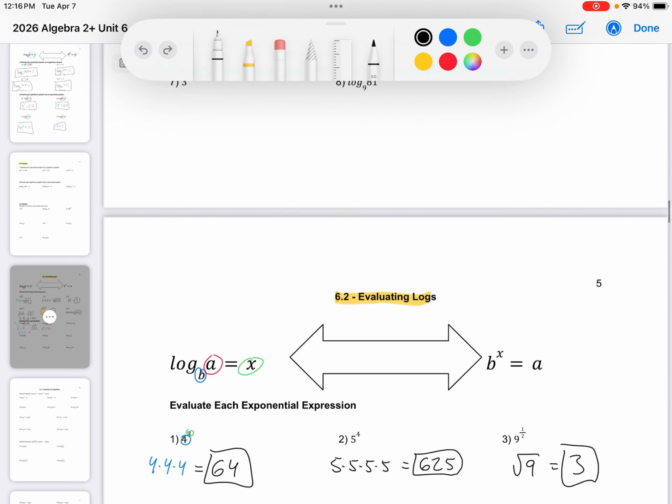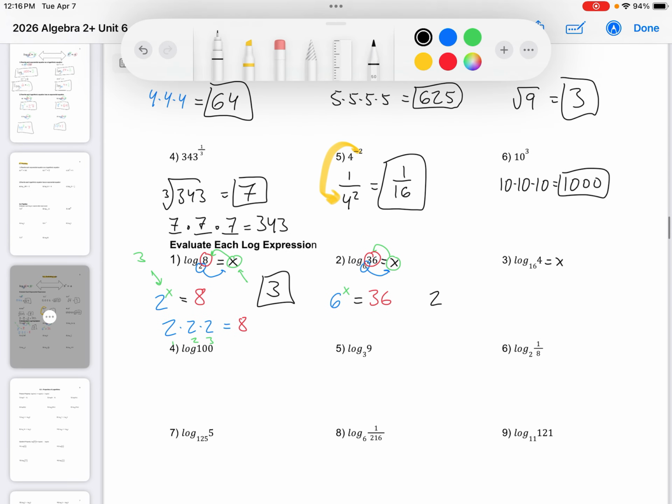Well, in this case, that is 2. Because 6 times 6 equals 36. We would need to have 2 sixes multiplied together to equal 36. And so that gives me that x equals 2. 2 is the number we need to put in that exponent. Okay. On to the next one.